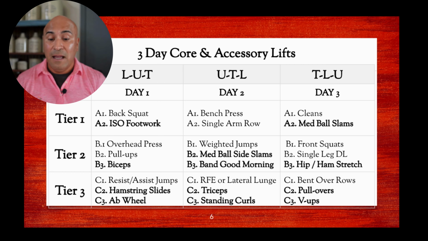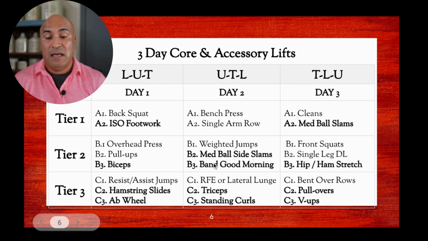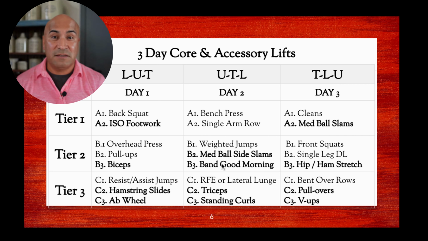And then for our tier 2, we've got weighted jumps. For B1, B2 is med ball side slams, and then B3 is our band good mornings. All right, so now we've got 1, 2, and 3. Okay, and then for our tier 3, C1 is our RFE or lateral lunges, depending on the week. Okay, and then we do some triceps, and for our C3, our standing curls.